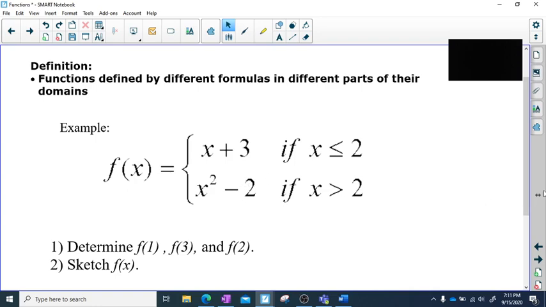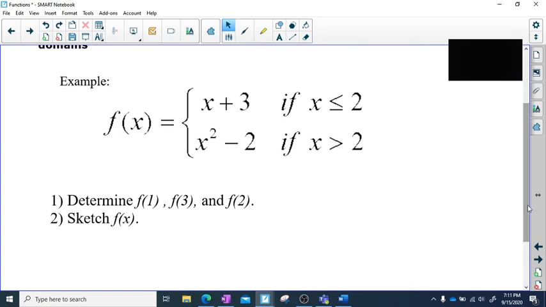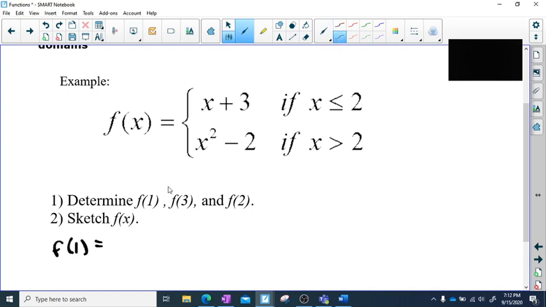So if I just look down below at question 1, which says find f at 1, well, you don't put 1 into both of these. You figure out where 1 fits in these intervals. Well, the number 1 is less than or equal to 2. So f at 1 should equal, replace x with 1 and add 3. F at 1 should be 4.